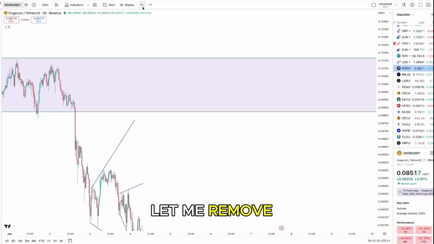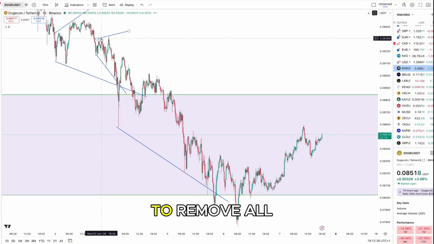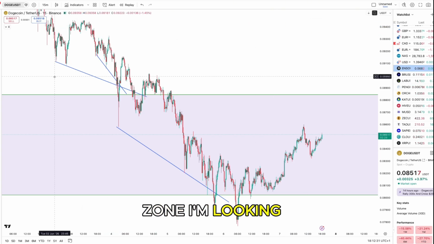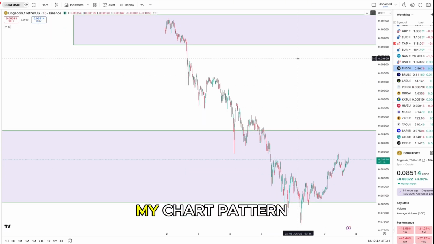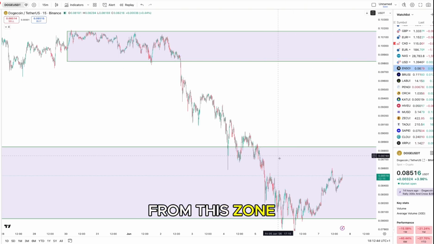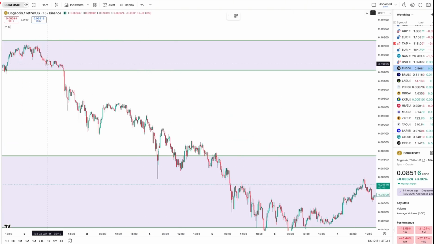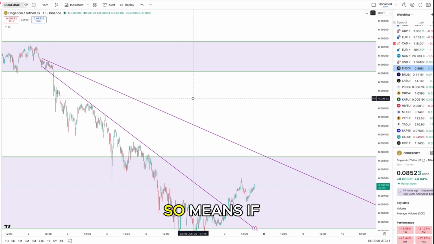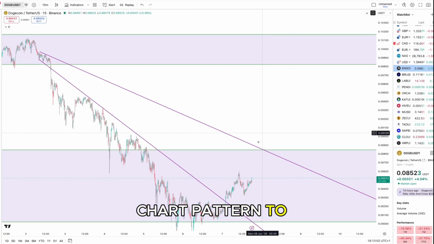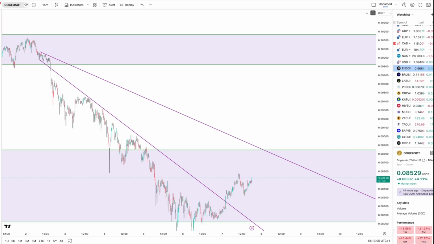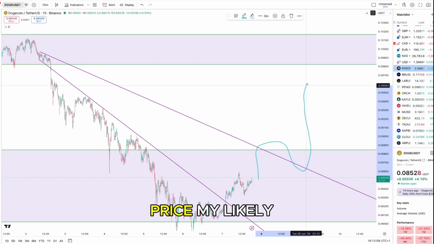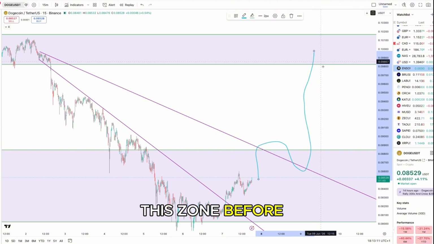Let me remove all this. I had something clearer from the zone I'm looking at. So remember, I'm looking for my chart pattern from this zone. So I have something clearer, something like this. So if I'm using this chart pattern to trade, though it has not broken out, if it breaks out, comes out of this zone, price might likely head up to this zone before reacting and going back.